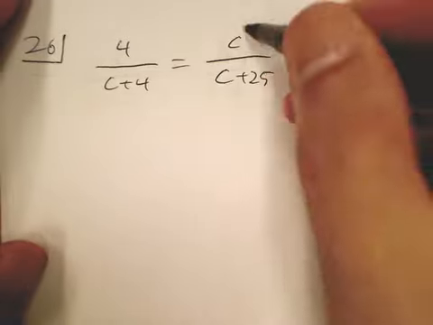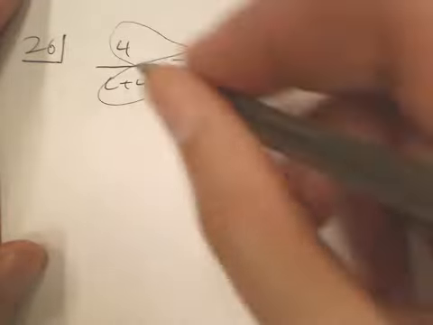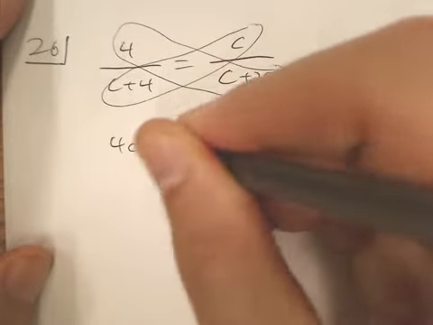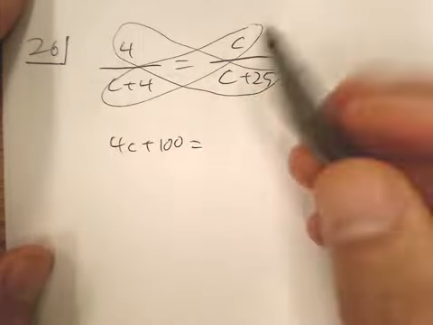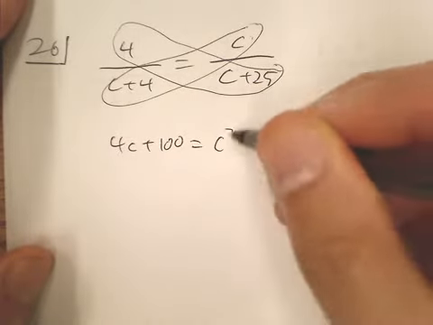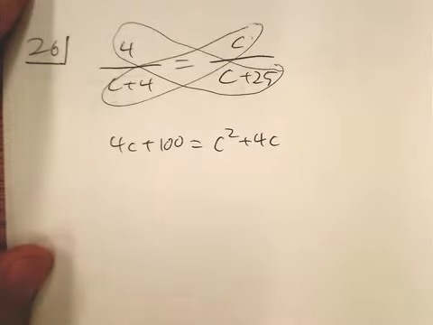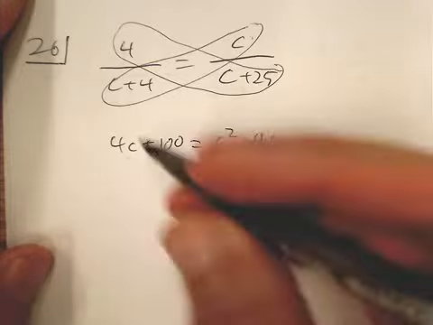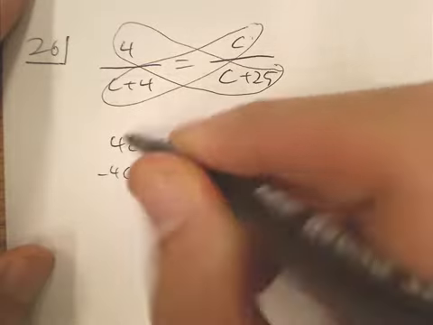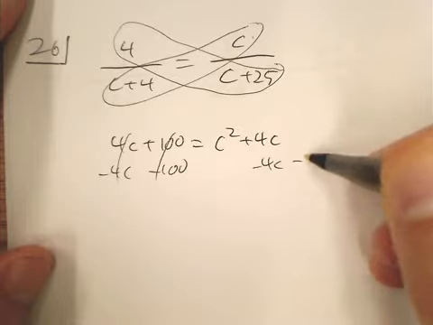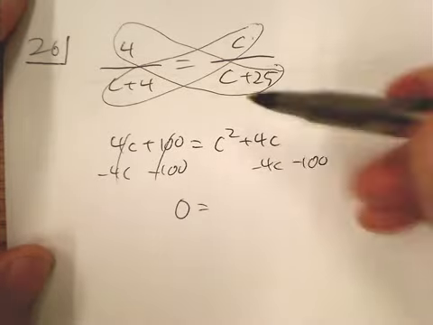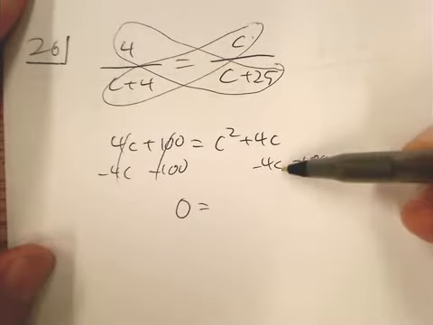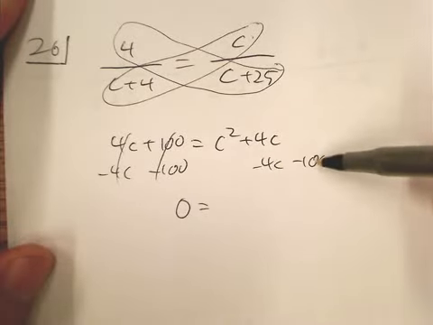Okay, so let's cross multiply. And I don't have any binomials I'm multiplying here, so this is good. So 4 times c plus 25 is 4c plus 100. C times c plus 4 is c squared plus 4c. Okay, I like my c squared to be positive, so let's get rid of everything over here. Minus 4c minus 100, and look at how I lined that up. I lined up my c squared with other c squareds, which there aren't any. I lined up my 4c with the other 4c, and I lined up the number that should be at the end with the negative 100.